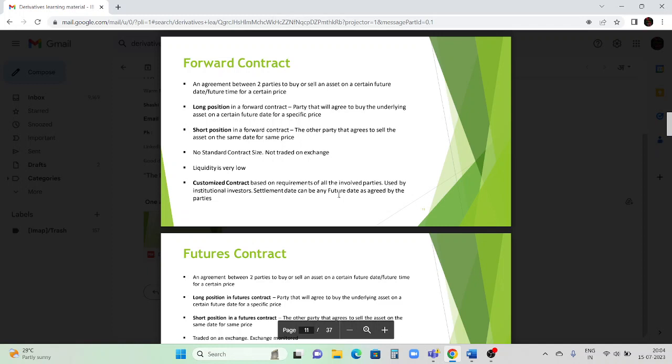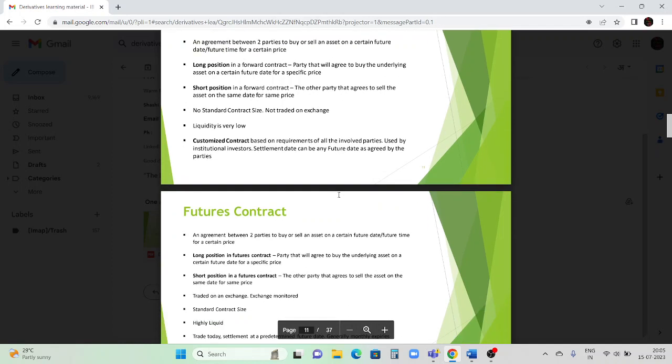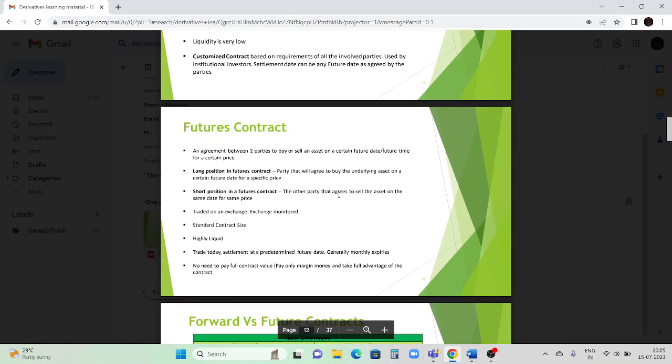Long position in a forward contract: the party that agrees to buy the underlying asset on a certain future date for a specific price. Short position in a forward contract: the other party that agrees to sell the asset on the same date for the same price. It is a customized contract based on the requirements of the individual parties, used by institutional investors. The settlement date can be any future date as agreed by the parties.